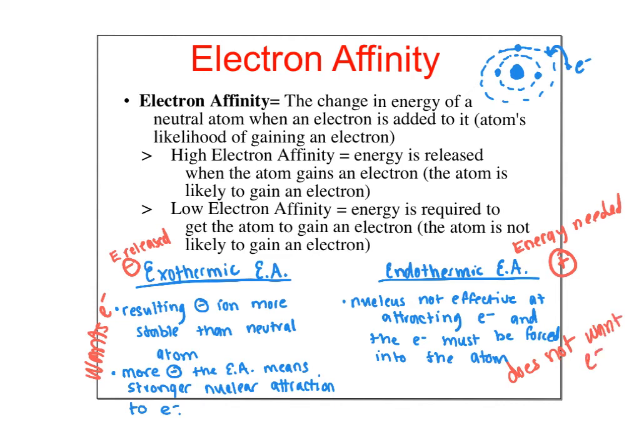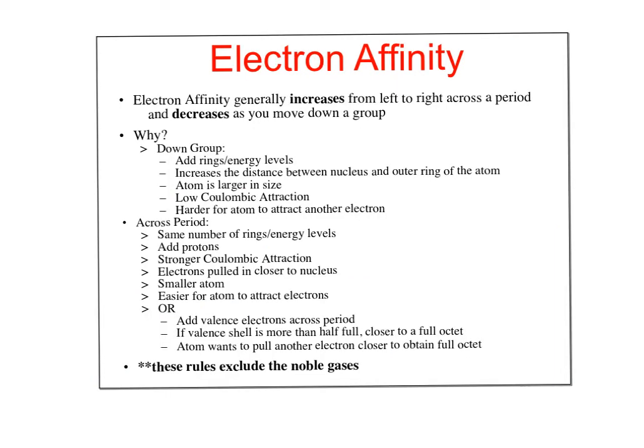The reason I jumped to the blue is because that's kind of confusing. High electron affinity is actually referring to exothermic, which is a negative number, and low electron affinity means we don't really want that electron. It's a positive number, endothermic. So you're better off just thinking about, yes, it wants the electron, or no, it does not want the electron when it comes to electron affinity.